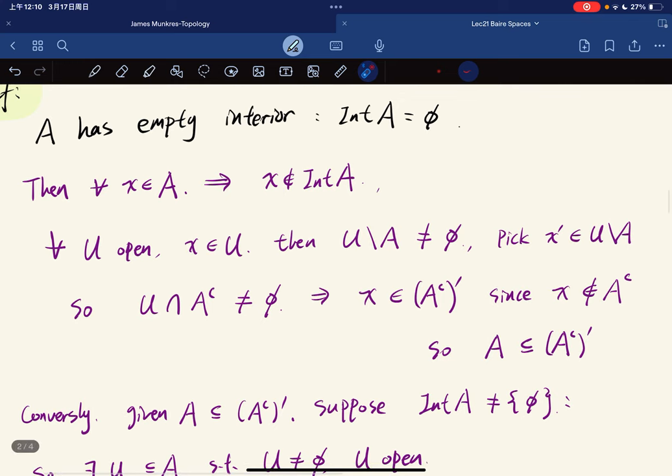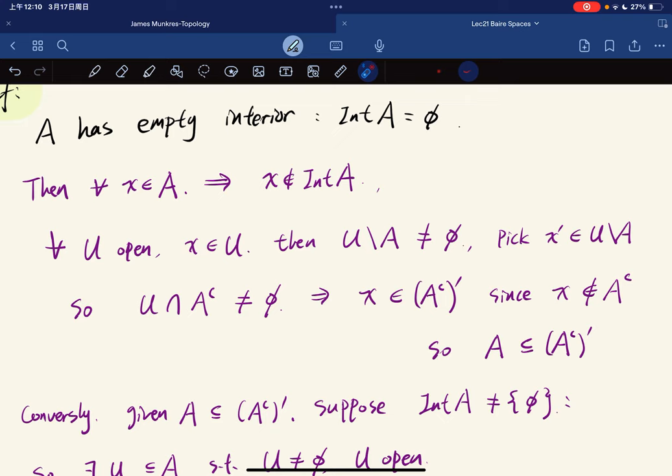So we pick another x prime that is in U but not in A. I prefer to write this in this notation. So we can pick an element x prime that is in U but not in A, right? Which means that x is a limit point of the complement of A. Okay, this is a little jump here, but you just take a look.